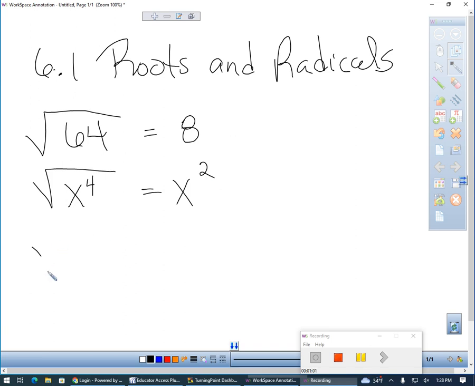If you have a square root of, let's say, negative 64, can you have two identical numbers multiplied together to give you a negative 64? No. So this is no solution. You cannot have an even radical be negative on the inside. Okay?